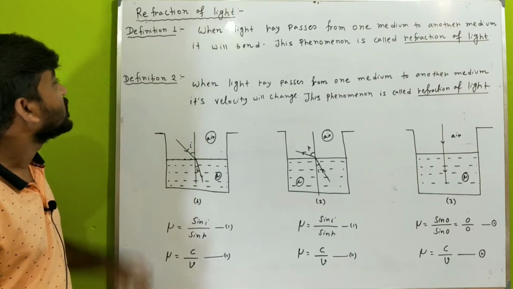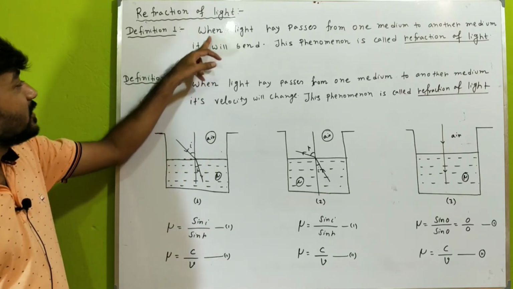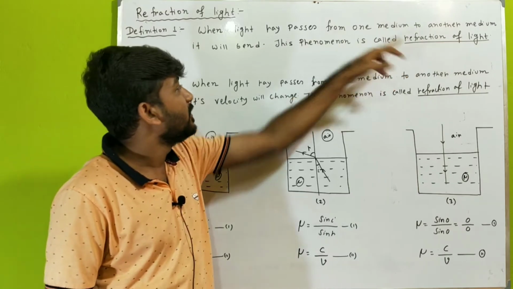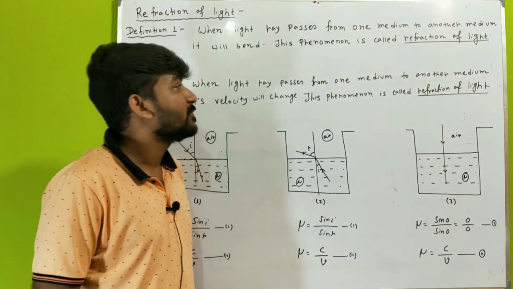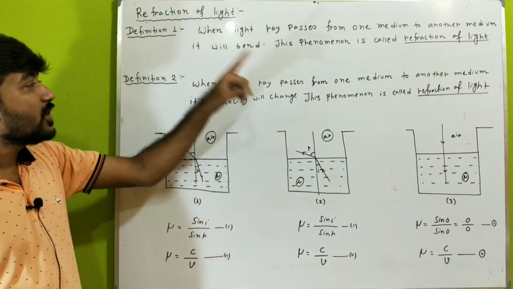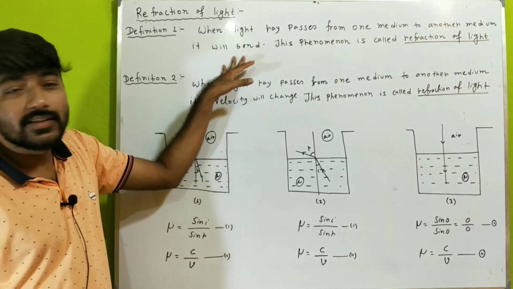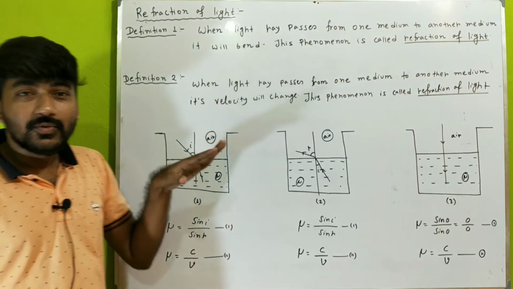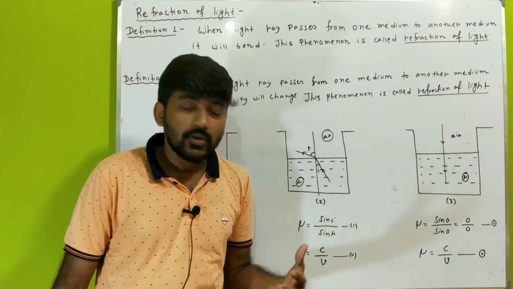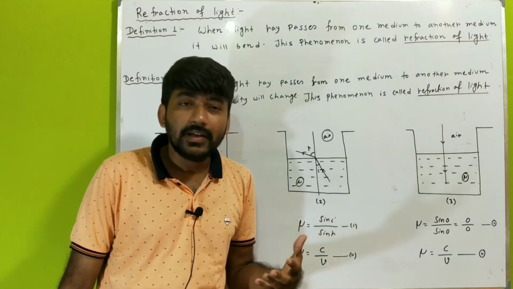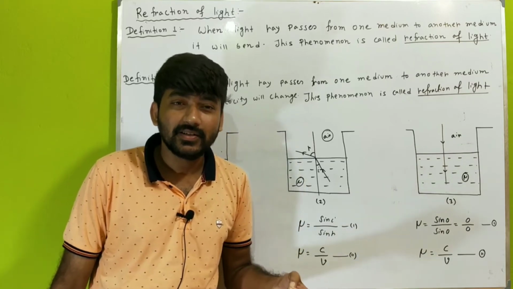So the first definition I have written over here: when a light ray passes from one medium to another medium, it will bend. This phenomenon is called refraction of light. So here the importance is given to the phenomenon that the light ray should bend. This definition signifies that the phenomenon is called refraction only when the light ray will bend.